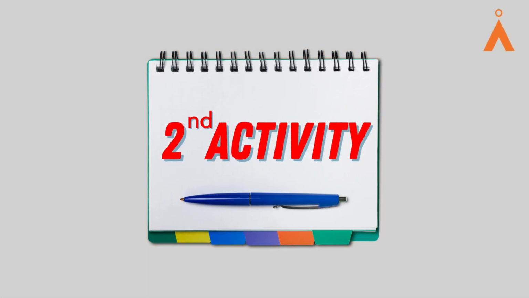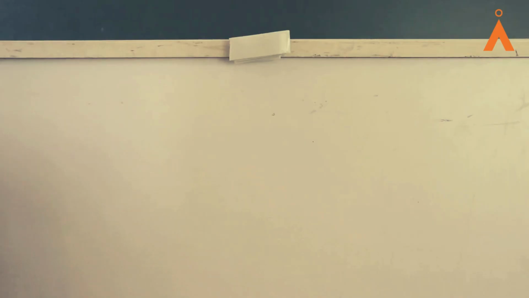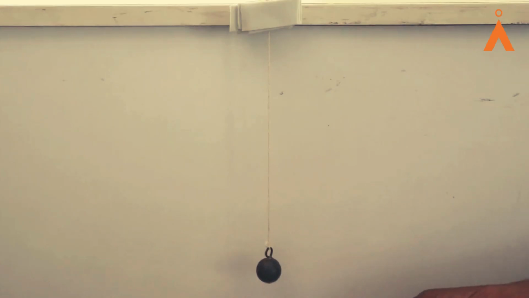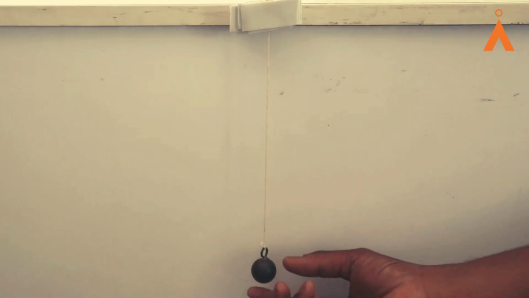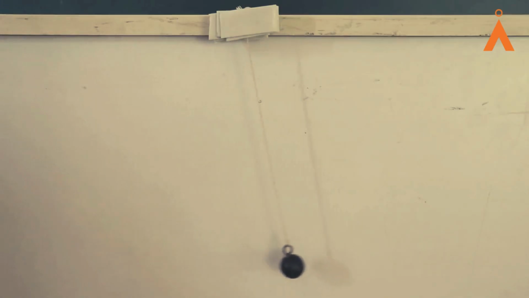Meanwhile, let's move on to the second activity. Let us follow the video shown on the screen. Let's call this arrangement a pendulum. Let's pull it up to some height on one of the sides as shown in the video and release. Let's observe the motion of the pendulum. What do we notice? Let's pause the video and discuss.